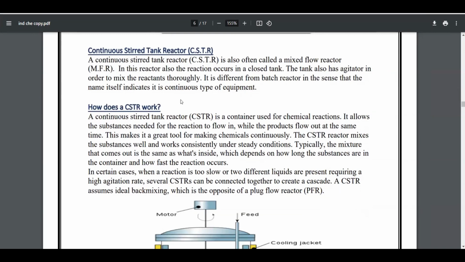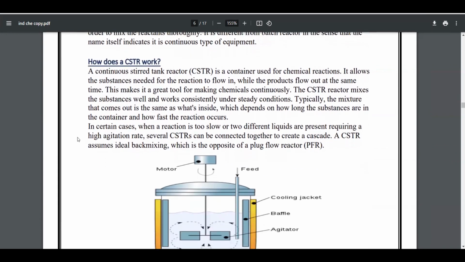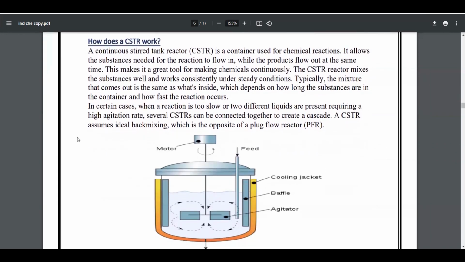So how does a CSTR work? A continuous tank reactor is a container used for chemical reactions. It allows the substances needed for the reaction to flow in while the product flows out at the very same time. So in this reactor, both the reactant and the product move at the same time within the reactor. This makes it a great tool for making chemicals continuously.